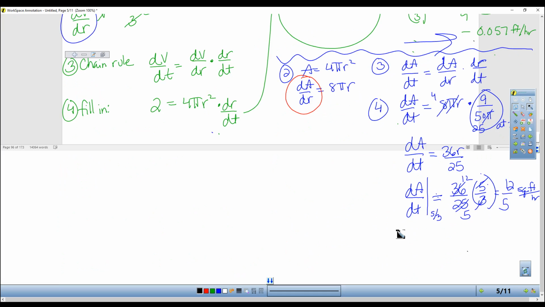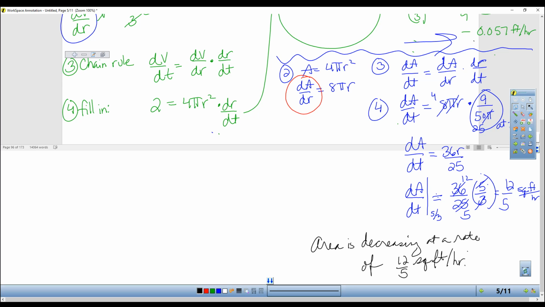But you do have to do the same thing here. The area is decreasing at a rate of 12 over 5 square feet per hour. So up to you, but make sure you have that sign in there.